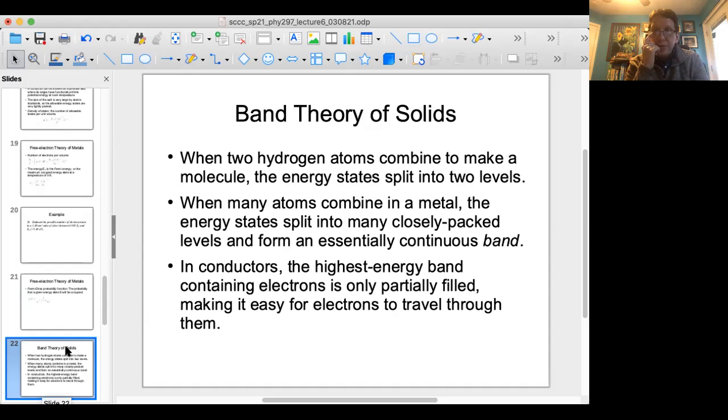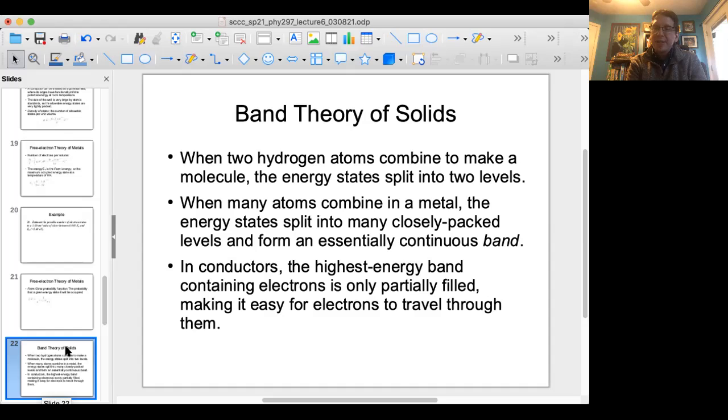So then we move on to what's called the band theory. This is how we explain the difference between conductors and semiconductors and non-conductors, or insulators. When 2 hydrogen atoms combine to make a molecule, the energy states split into 2 levels. When you have a lot of different atoms in one metal, for example, the energy states split into very many, very closely packed levels, and they form an essentially continuous band.